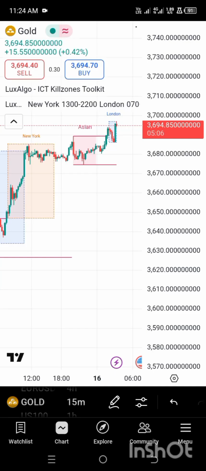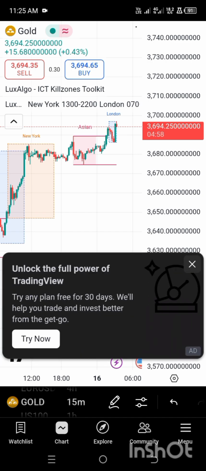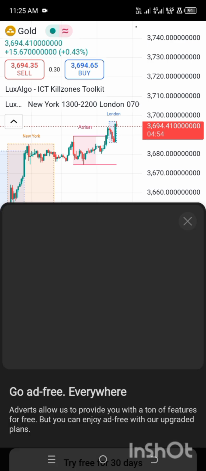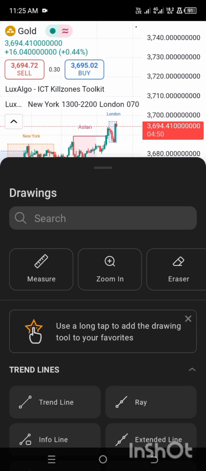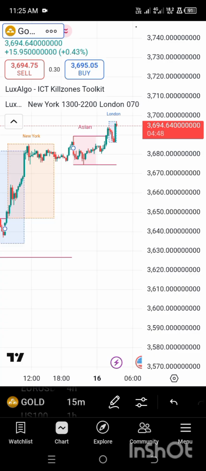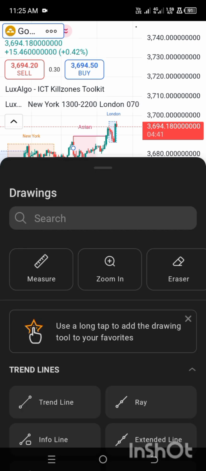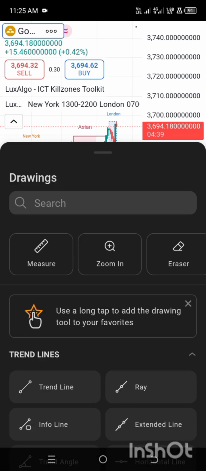This is how you are going to use the drawing tools found on TradingView. Now already you have the TradingView app on your phone. You just come here on this pencil-like or pen-like icon, then you see the drawing tools here.